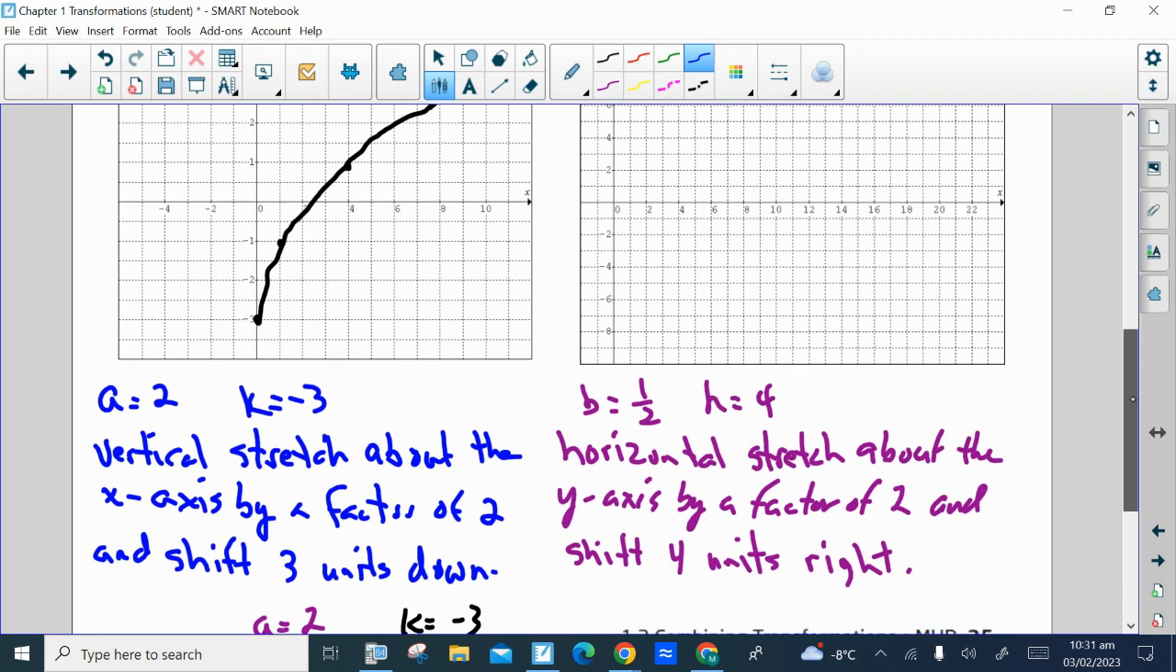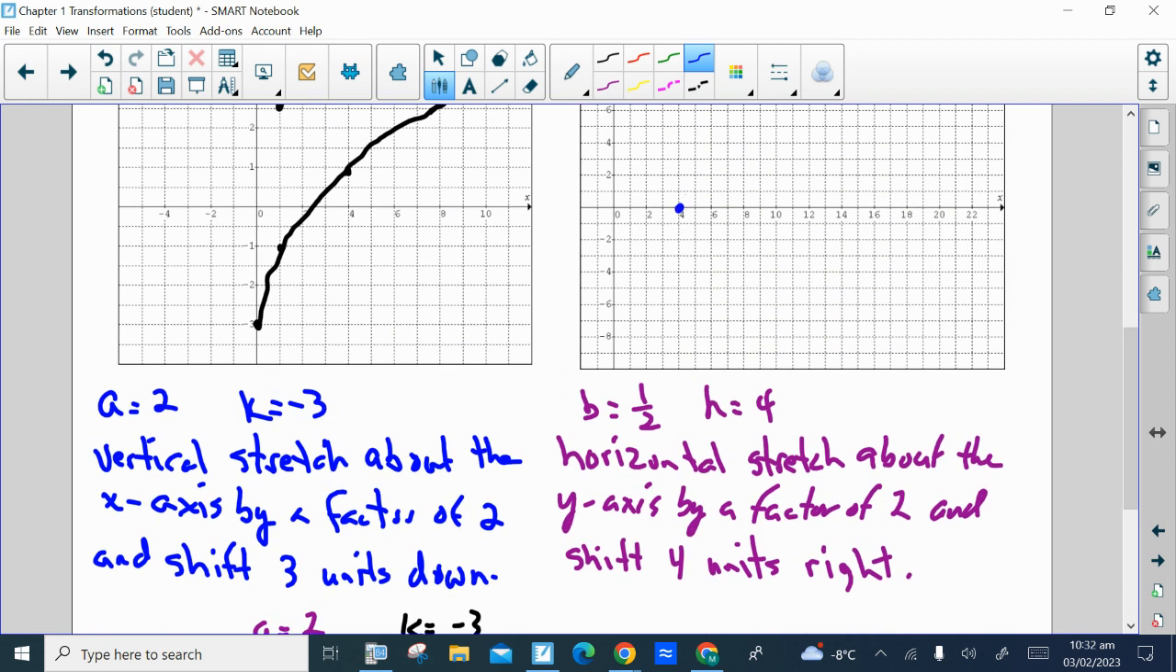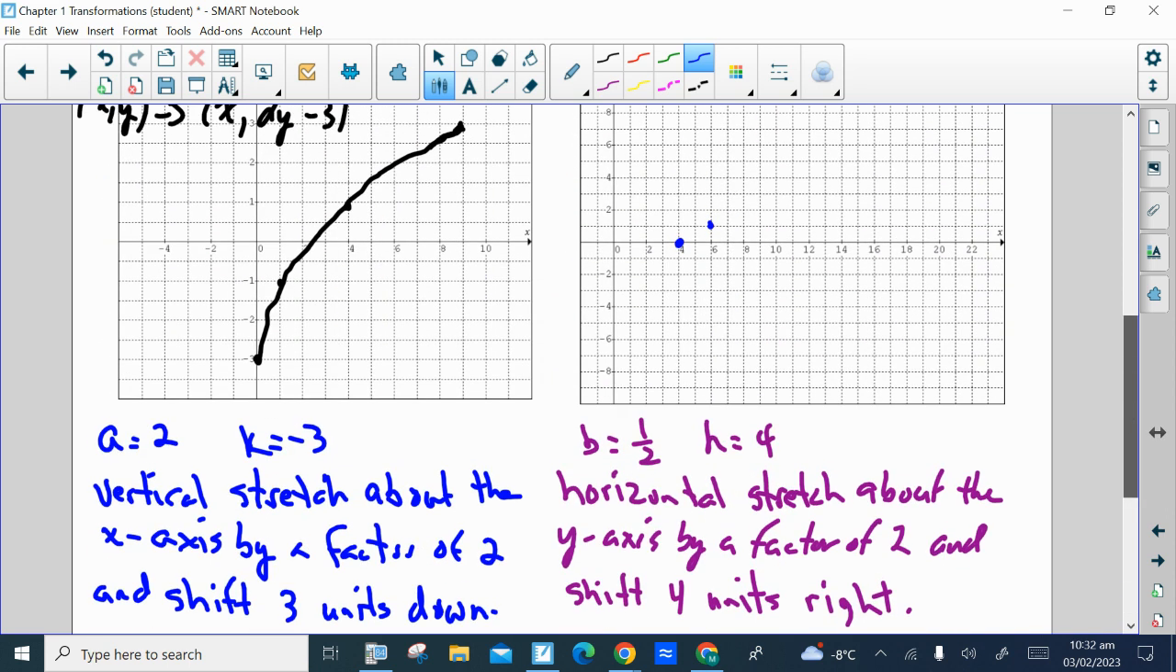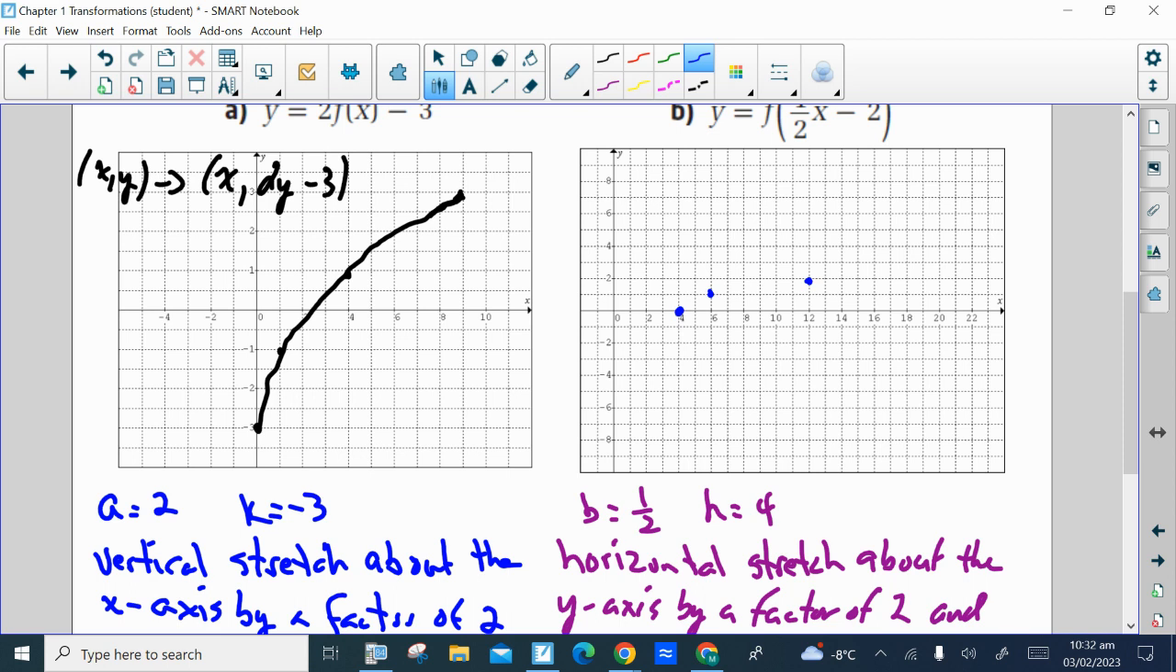So I've got the point (4, 0). My next one is (6, 1). My next one is (12, 2). And my last one is (22, 3). So the curve would look something like that. And our mapping notation.